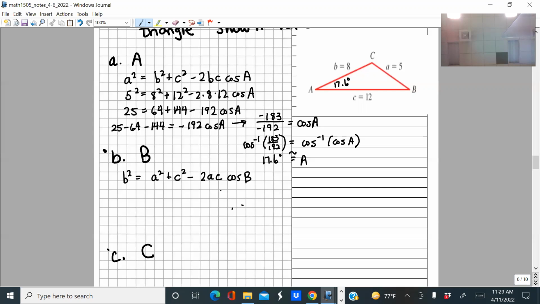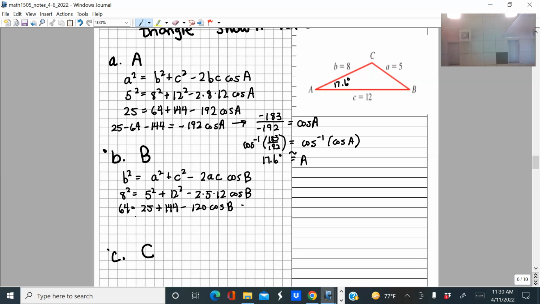So we can solve for that and then use that information to figure out what B actually is. Filling in those values, just like in the prior example, we have 8 squared is equal to 5 squared plus 12 squared, and then minus 2 times 5 times 12 times the cosine of angle B. So 64 is equal to 25 plus 144 minus 120 times the cosine of that angle B.